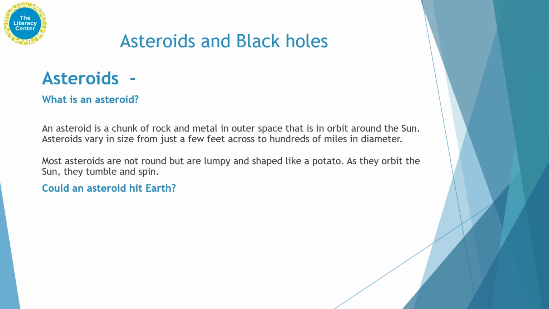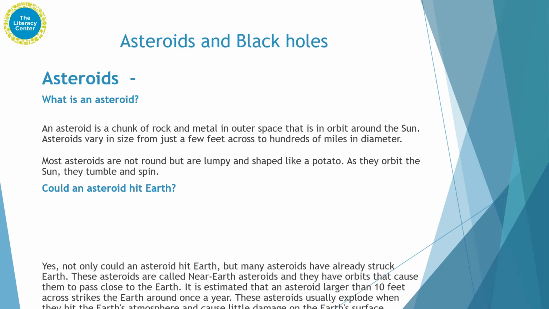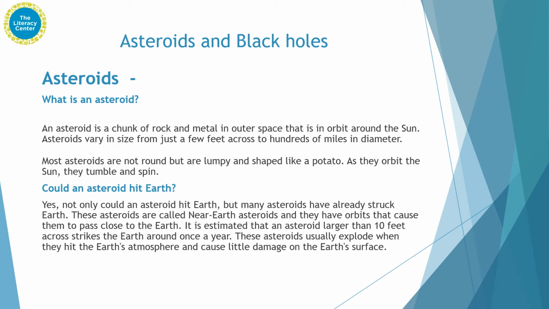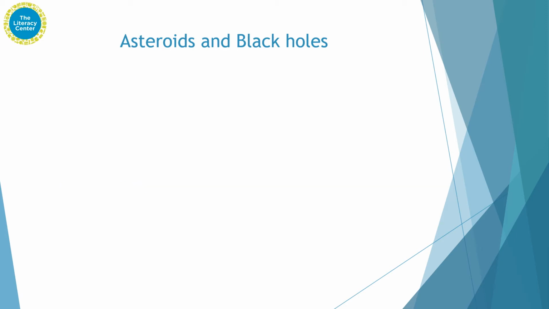Have you ever thought about this? Could an asteroid hit Earth? Yes, not only could an asteroid hit Earth, but many asteroids have already struck Earth. These asteroids are called near-Earth asteroids, and they have orbits that cause them to pass close to the Earth. It is estimated that an asteroid larger than 10 feet across strikes the Earth around once a year, and these asteroids usually explode when they hit the Earth's atmosphere and cause little damage on the Earth's surface.